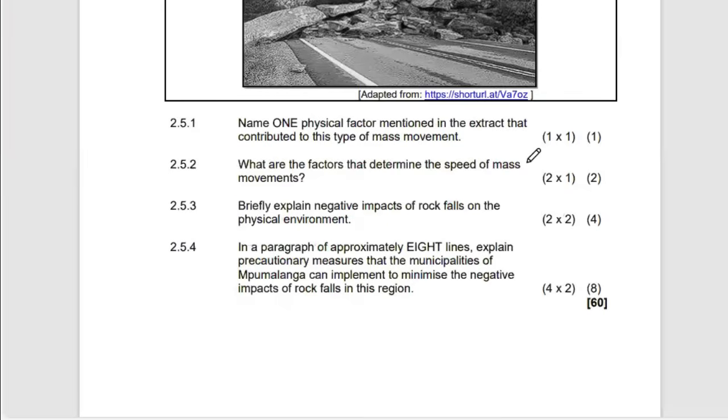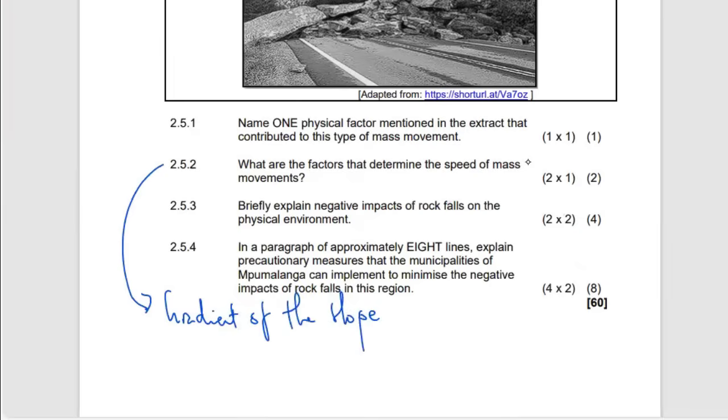What are the factors that determine the speed of mass movement? Whether the material moves faster or slower depends on factors like, number one, the gradient of the slope. Some mass movements are faster because there is a steep gradient. For example, rock falls from a steep slope are very fast because of the nature of the gradient.